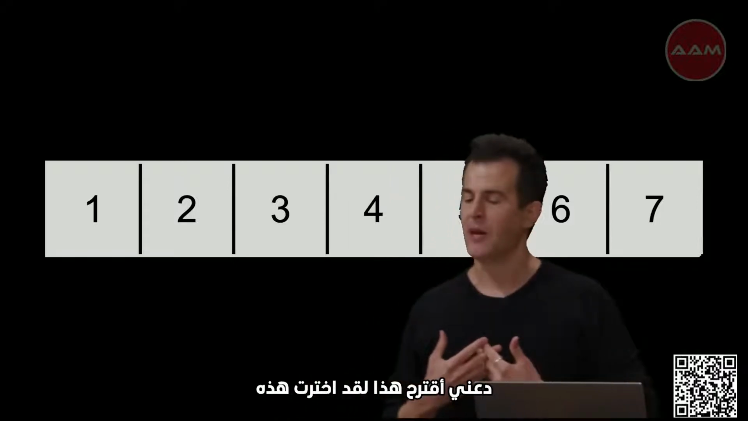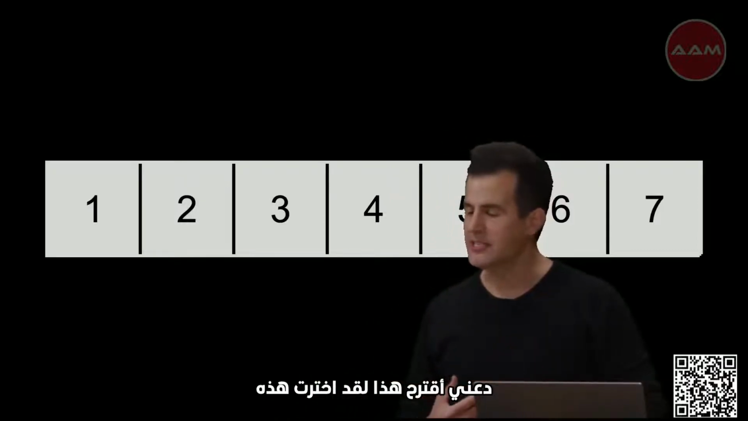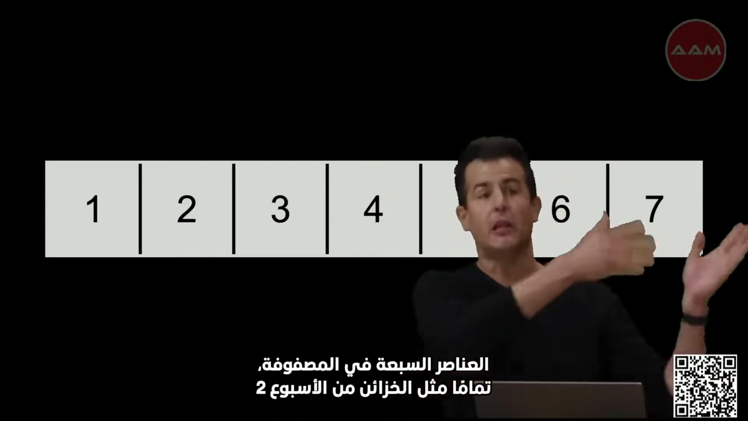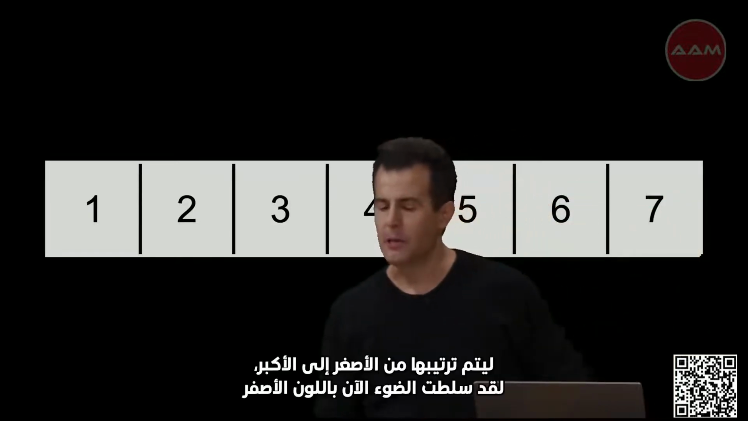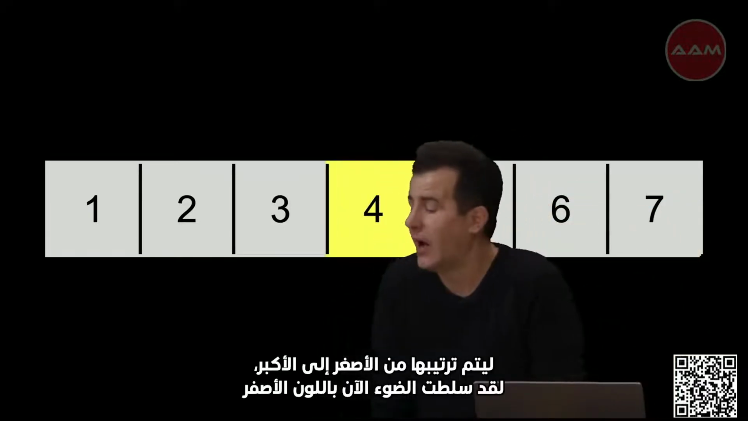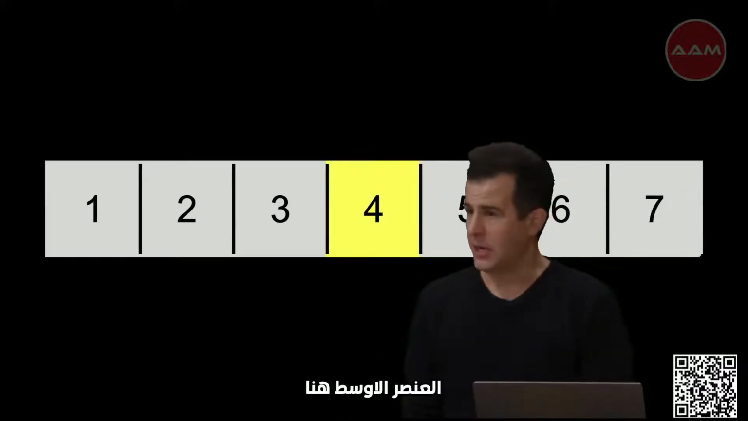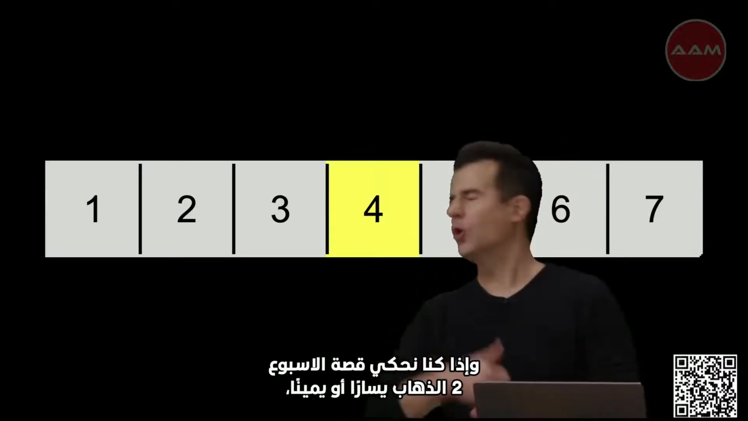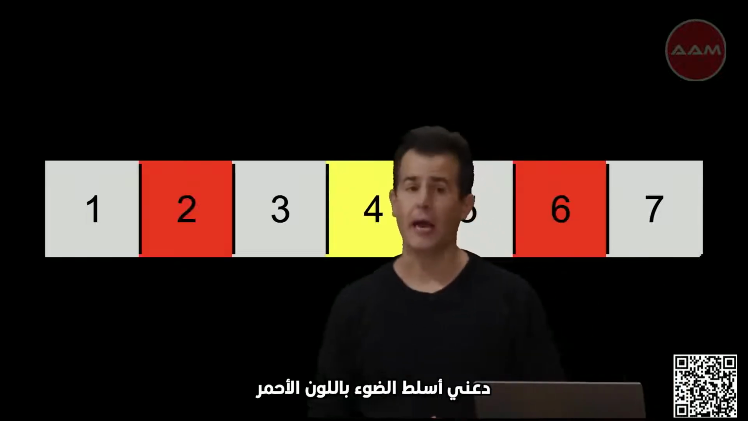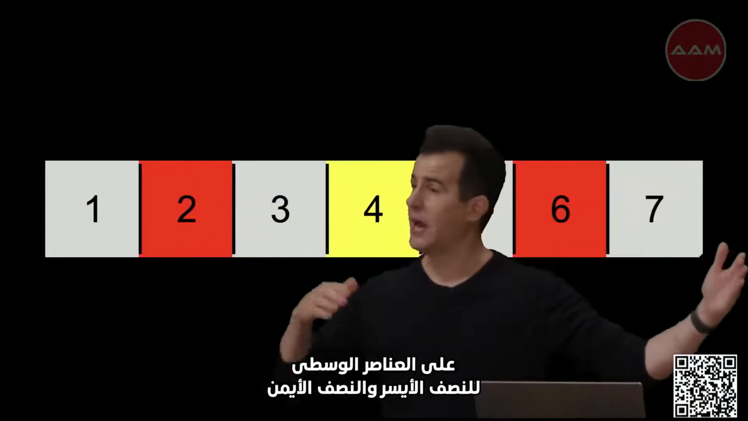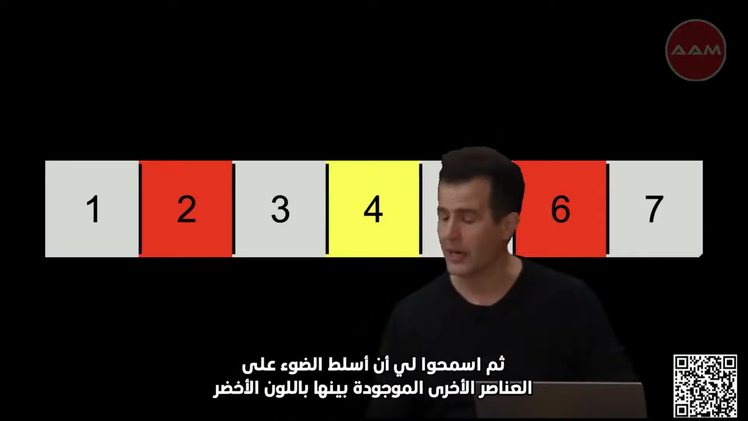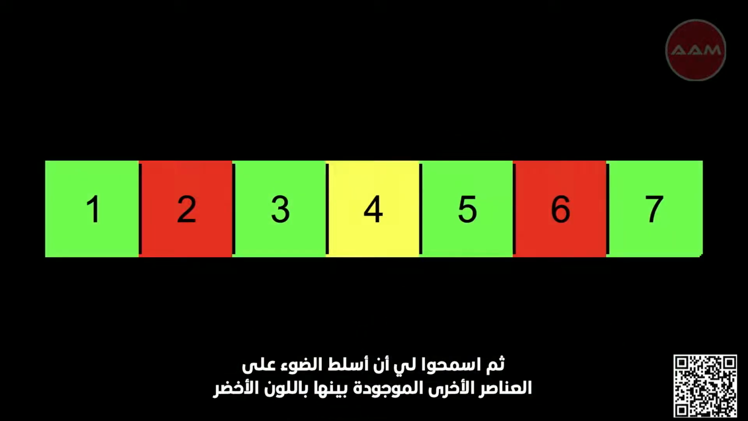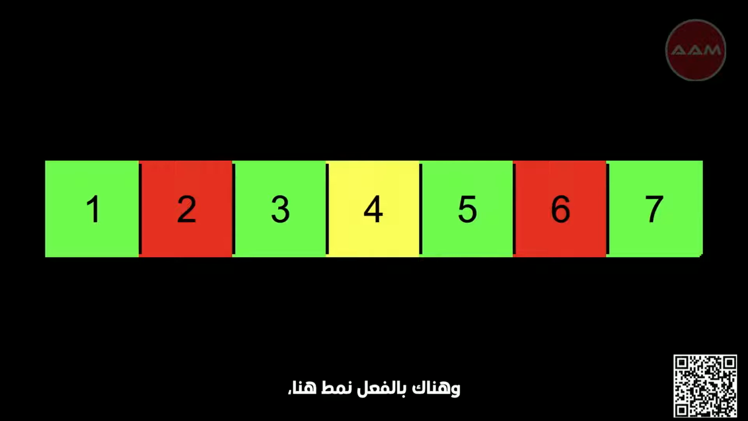Let me propose that I've chosen these 7 elements in the array, much like the lockers from week 2, to be ordered from smallest to largest. I've highlighted now in yellow the middle element here. And if we were telling the story of week 2 going left or going right, let me highlight in red the middle elements of the left half and the right half. And then let me further highlight in green the other elements in between those. And there's actually a pattern here, as you might notice, whereby there's 1 yellow in the middle, and then there's the 2 red and the 4 green. There's kind of an implicit structure there, if you will.